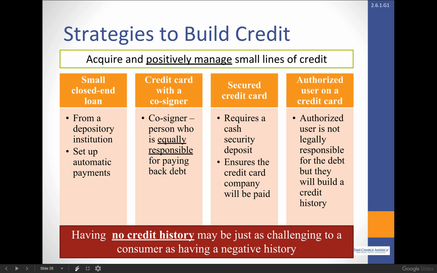A lot of people think that credit can be really negative. And it can be if you're not using it appropriately. But in some instances, having no credit history can be just as detrimental as having a bad credit history. So we do want to try and build our credit if we can, but we just want to make sure that we're doing it in a way that is realistic for us. That way we are only building a positive credit history.